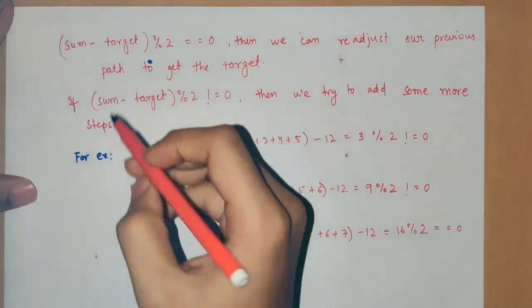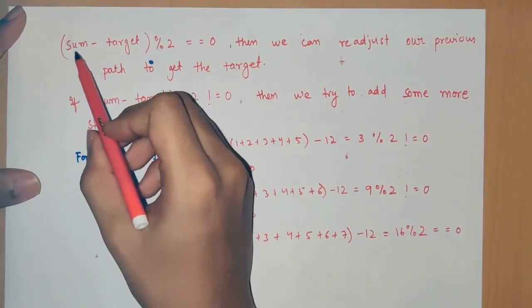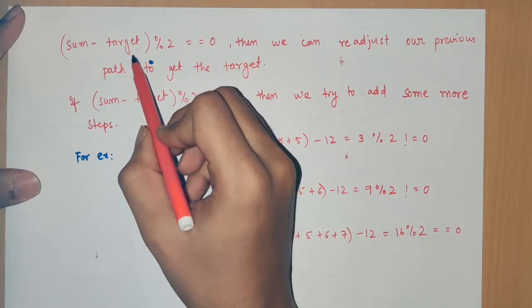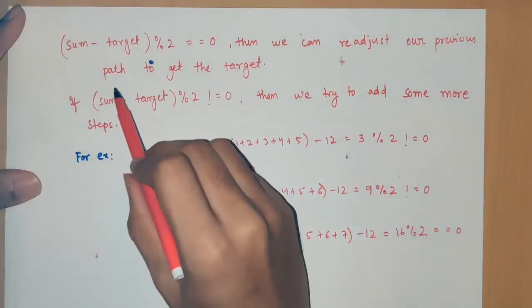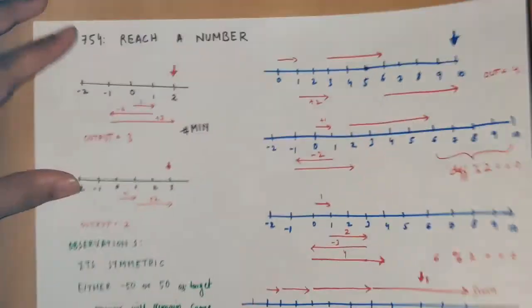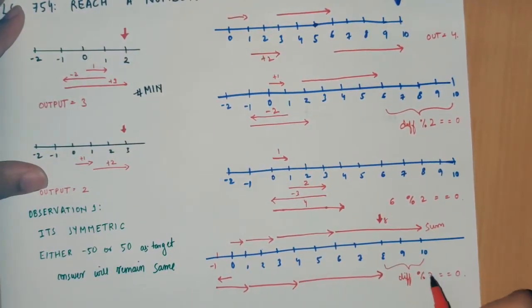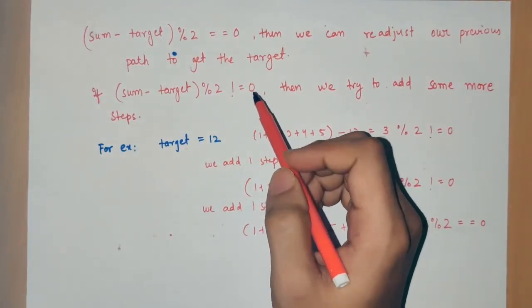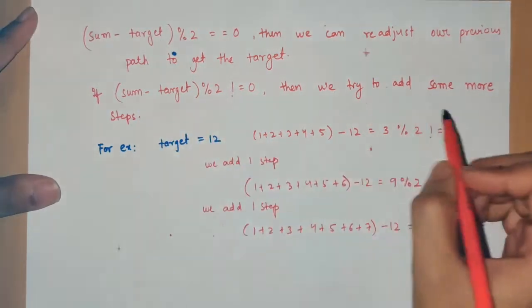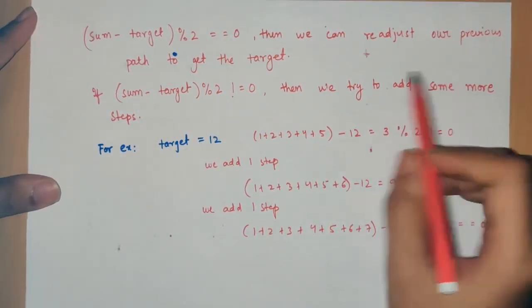So as I have summarized, from the previous observation we got that if sum minus target is an even number, then you can readjust any of our previous path to get the target, as we just saw over here. So here sum minus target is basically 2, so we were able to readjust the one pointer and we got the value. But if sum minus target is not an even number, then we try to add some more steps actually.